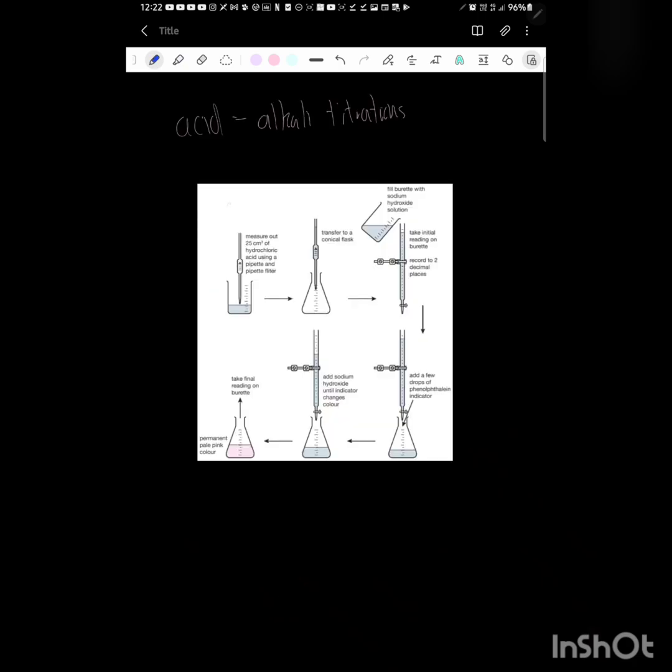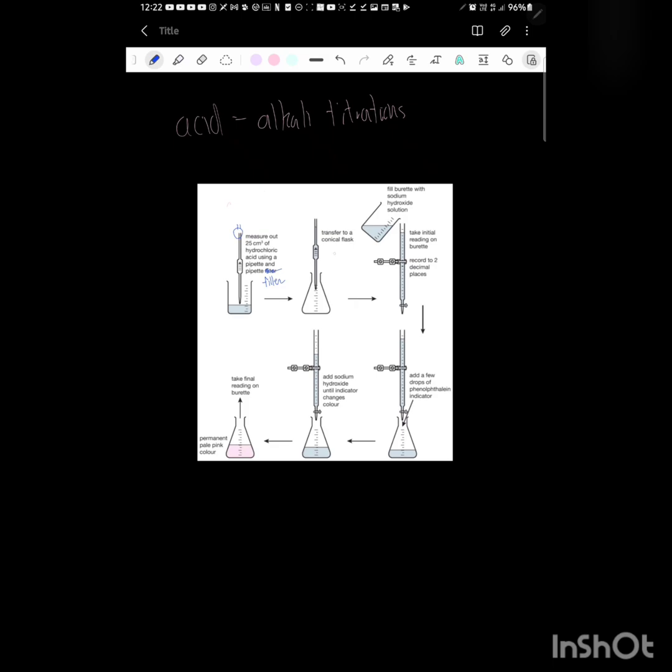Alright, to save you from my artistic skills, I've pulled up a diagram of acid-alkali titrations, and I'm just going to walk through it really quickly. The first thing you do is you have a pipette and a pipette filler. A pipette filler is not on this diagram for some reason, but it's basically some rubber thing that you squeeze, with some valves on it. You squeeze it, and it creates pressure, vacuum, I don't know, physics, and it sucks up the liquid from the solution into the pipette.